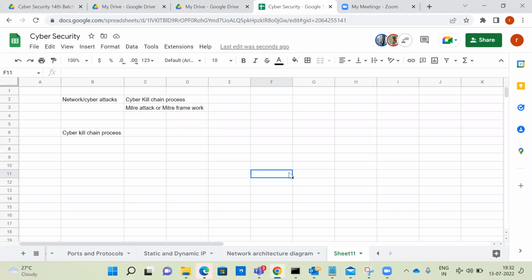It provides the step-by-step, phase-by-phase approach of how the attack can be exploited. It is a step-by-step process of how the attack can be exploited. So who will exploit this? Obviously the attacker. That is called the cyber kill chain process. We have a couple of phases, or steps, and we can go and discuss them. How can we define the cyber kill chain process?